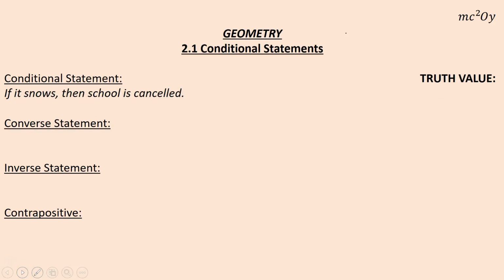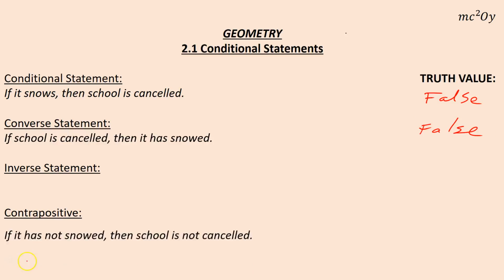If it snows, then school is canceled. So the converse, we switch it around: if school is canceled, then it snowed. We know that this first one was false. If school is canceled, then it snowed. I think back to last year, at least at our school, we had some different wind problems a couple of years ago. I don't know if it was last year, but school got canceled. So just because school is canceled doesn't mean it snowed. So that's also false.